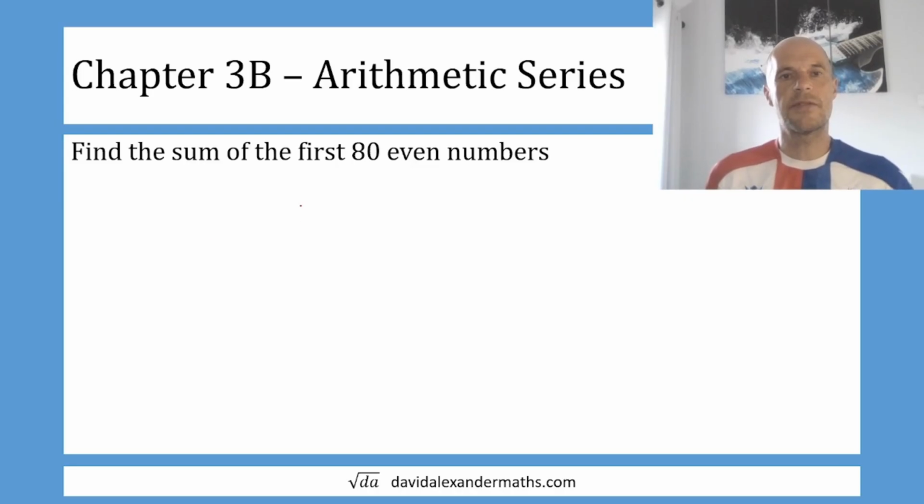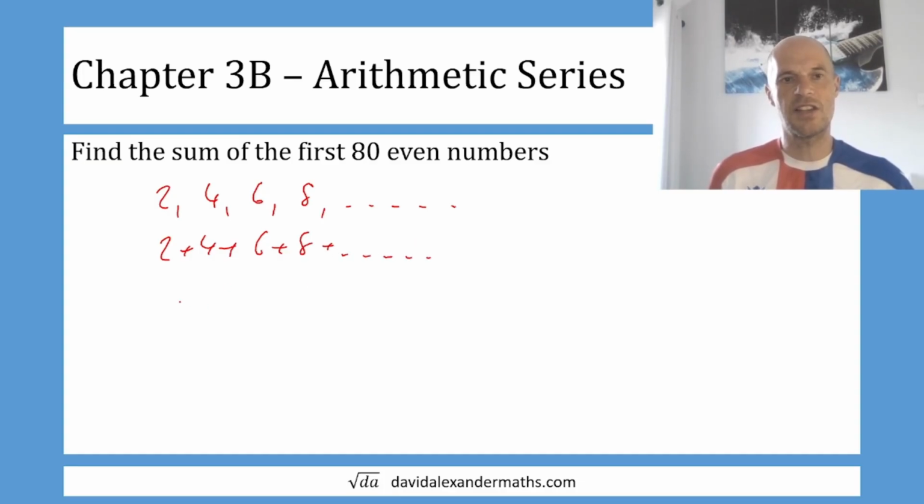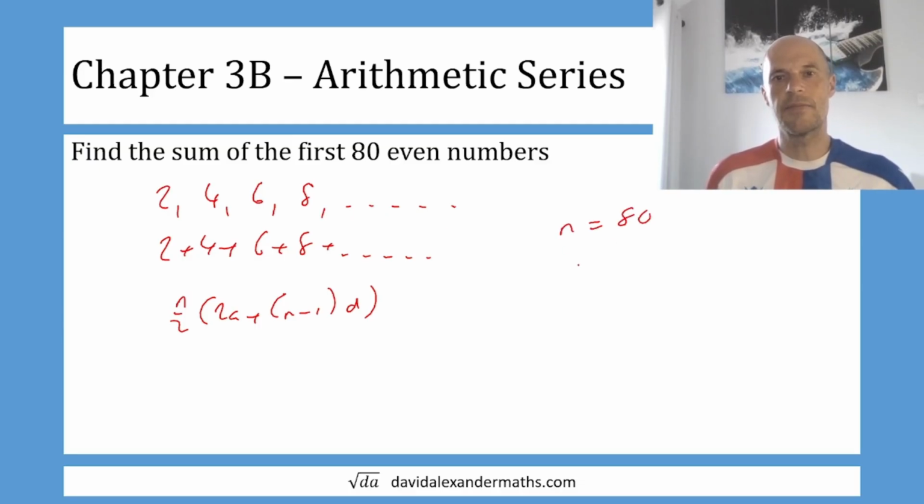Okay, so find the sum of the first 80 even numbers. So 2, 4, 6, 8, etc. So what we have here is, well, we are adding them together. So 2 plus 4 plus 6 plus 8. So we have an arithmetic series. So we've got n over 2, 2a plus n minus 1d. Now n is going to be 80. A is 2, and the difference, we're going up in 2s, is 2.